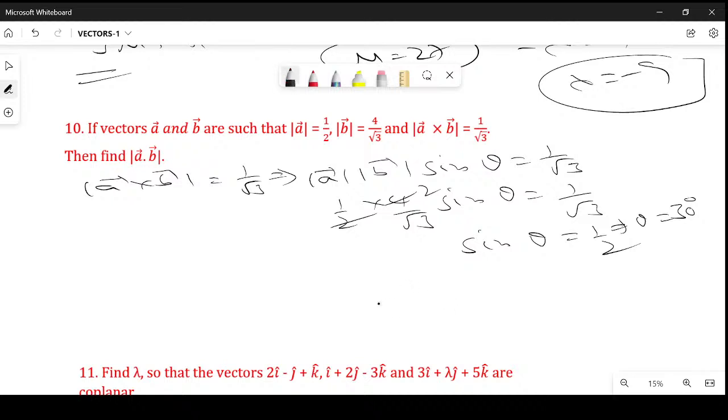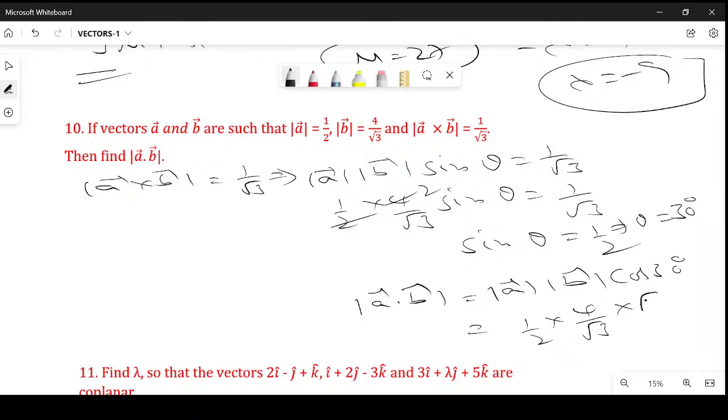You can find here mod a bar dot b bar equal to mod a bar mod b bar cos 30 degrees. So again mod a bar we know is 1 by 2, mod b bar is 4 by root 3, and cos 30 degrees will be root 3 by 2. Now you can simplify. Be careful, cos 30 degrees is root 3 by 2.